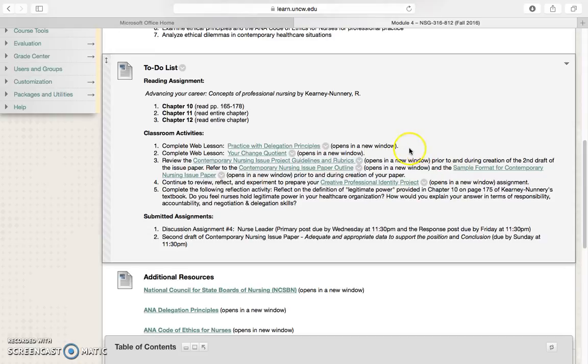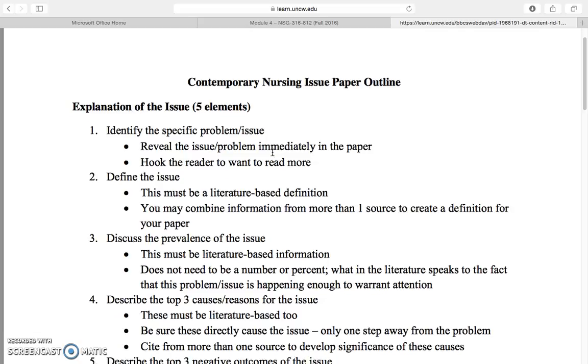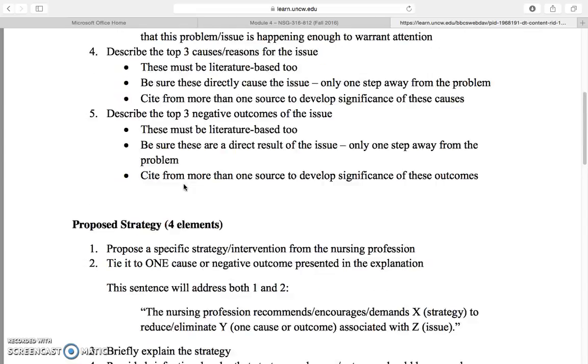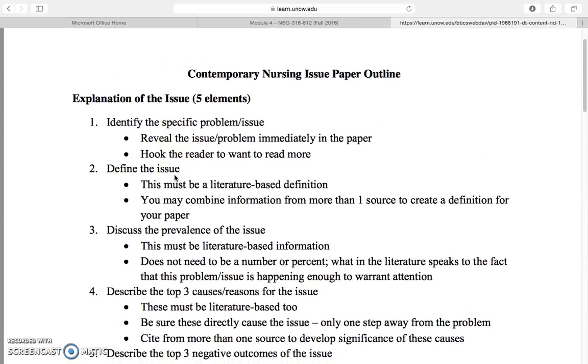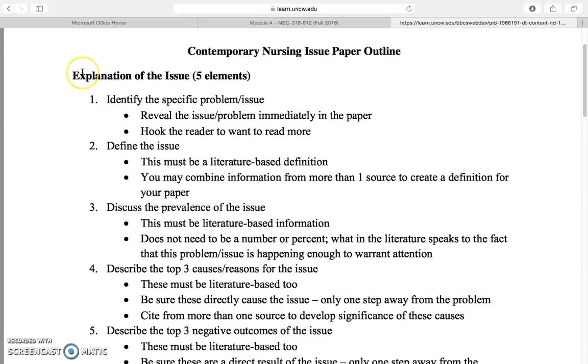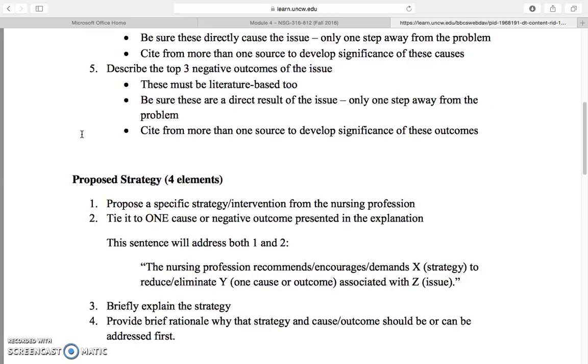Next, I did want to open your outline and also your rubric for your Contemporary Nursing Issue Project. Let's take a look at the outline. Now, in draft 1, you had to do the explanation of the issue as well as the proposed strategy. And what I was finding in the explanation of the issue section is that you're having some difficulty addressing each one of these points. So please make sure that for each draft you submit and the final paper, you open this nursing issue paper outline and look at each one of these criteria to address.